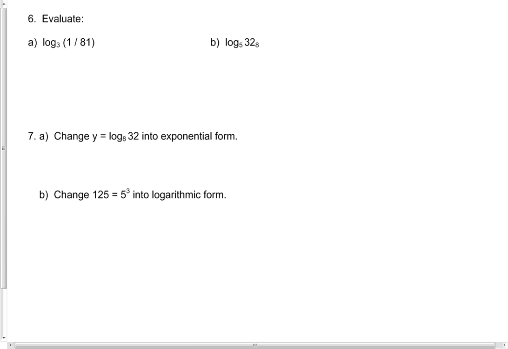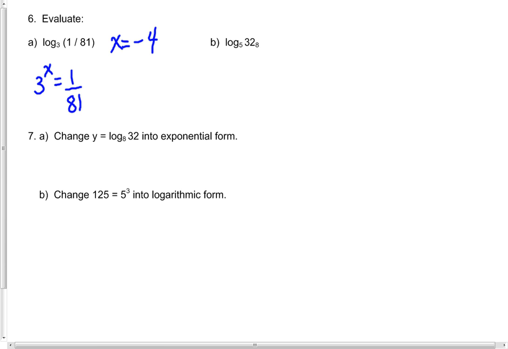Evaluate log base 3 of 1 over 81. Just recalling that what I am looking for is 3 to the what equals 1 over 81. 3 to the, well, it's going to have to be a negative to get a flip. And 3 to the 4th is 81. So if x were negative 4, 3 to the negative 4 is flip 1 over 81.